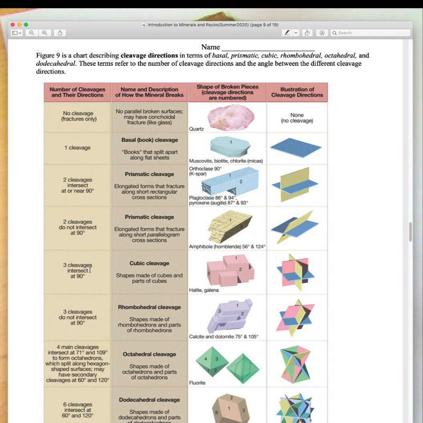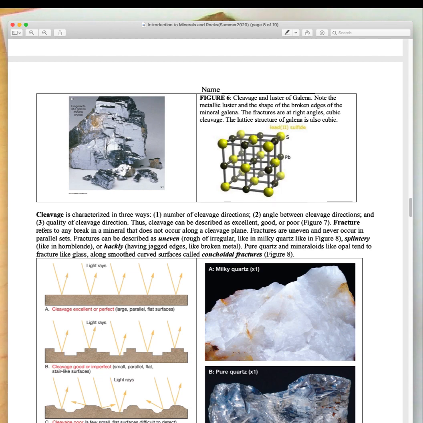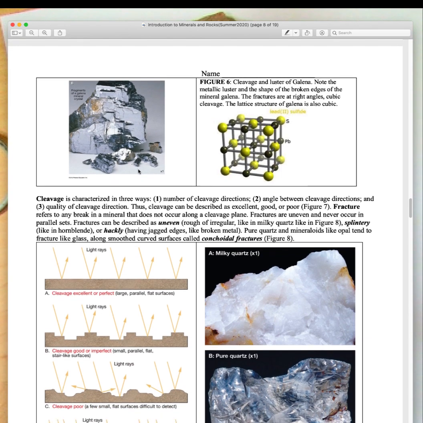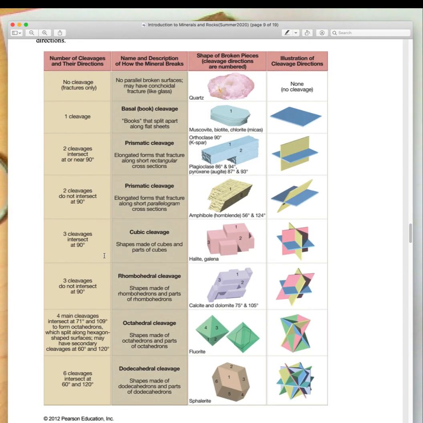Cubic is important. Cubic, now think of a box. We have three directions. They all intersect at 90. That's very typical of galena and halite. That's what we had up over here. This galena is a good example of cubic cleavage, three directions all around 90 degrees. The other three-direction cleavage is the rhombohedral, or the rhombus. Here we have three directions intersecting not at 90 degrees, and that's very typical of calcite.